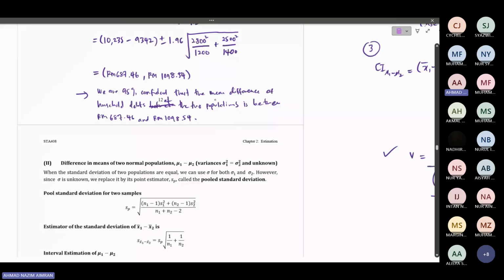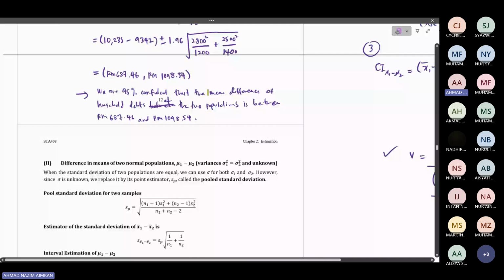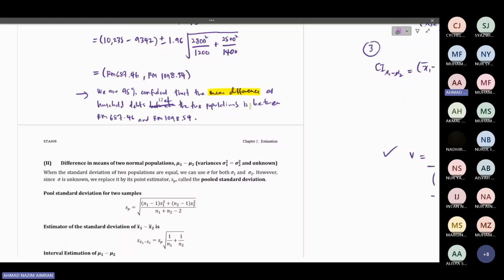The way we interpret this is a bit different compared to the one population mean, because now we highlight the mean difference instead of the mean only. For one population, we just say we are 95% confident that the mean of something. But now you need to add mean difference, because the value that we calculated here is actually the difference between the two populations.